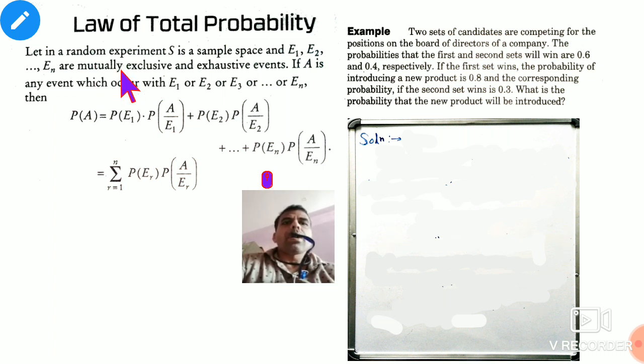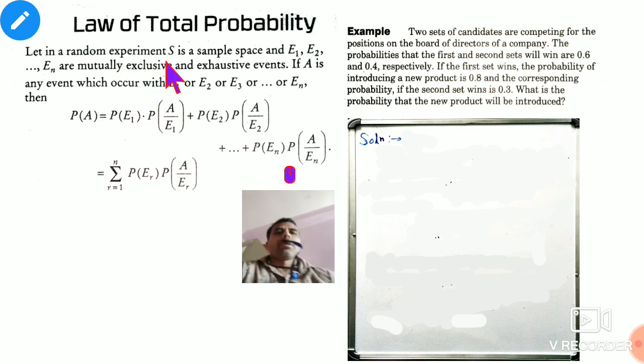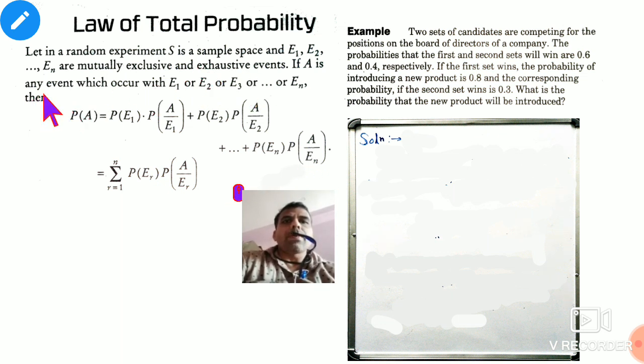In our previous video I explained what mutually exclusive and exhaustive events are, which you can see in that video. So these events are mutually exclusive and exhaustive. Suppose A is any event which can occur with either E1 or E2 or E3 or En. In any case it can occur. So we can find the total probability of A by this formula.